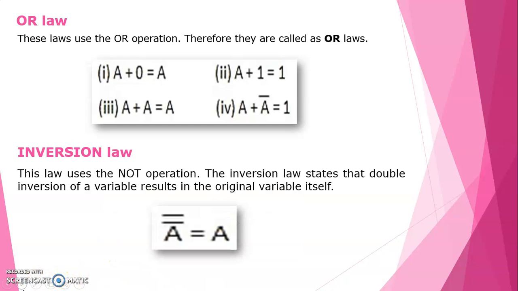Next is your OR law. These laws are used for the OR operation, therefore they are called OR laws. A plus 0 equals A, A plus 1 equals 1, A plus A equals A, and A plus A bar equals 1.